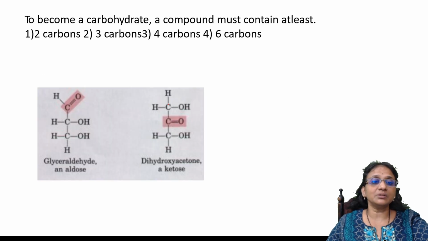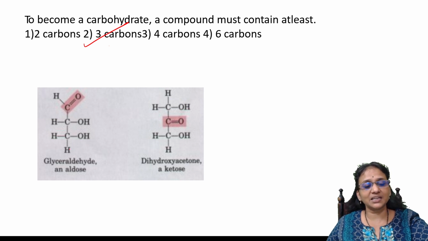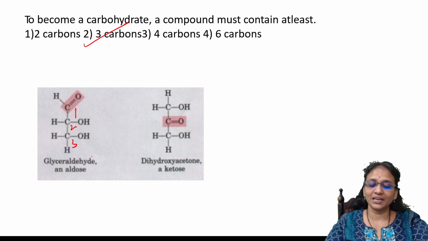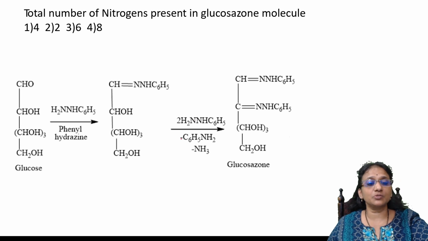Next, to become a carbohydrate, a compound must contain at least 3 to 7 carbon atoms. Check here. The basic compound is glyceraldehyde, 1, 2, and 3. Easy. Next question.